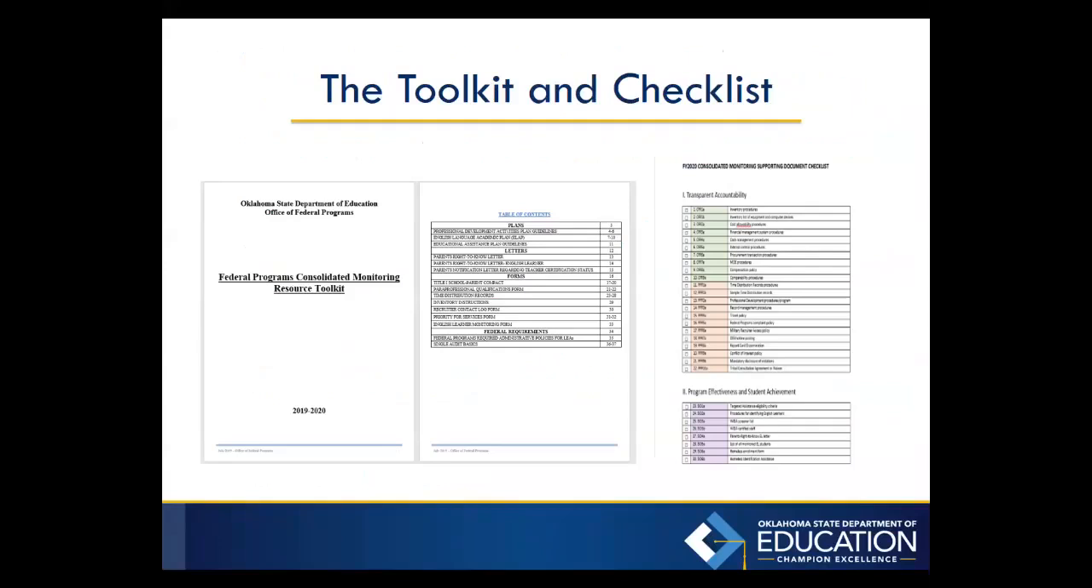Then on the right here, we have the monitoring supporting document checklist. You have one of these, your reviewer will have one of these, and it's a handy way to keep track of what documents you've gathered and what you haven't. The items on the checklist have a very brief description in the right-hand column. In the middle column is the indicator as it is listed on the monitoring tool.